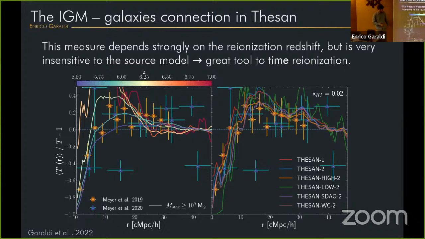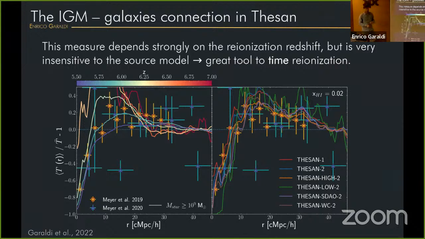What happens is that this quantity is normalized by the average transmissivity, so the average transmitted flux in the universe, which at higher redshift is just smaller. So for the same excess, for the same transmission inside these reionization bubbles, once you normalize it by the average transmission, which decreases with redshift, this gets larger and larger at higher and higher redshift. So this seems like a great tool to actually constrain the timing of reionization, because it depends strongly on when reionization ended or the stage of reionization.